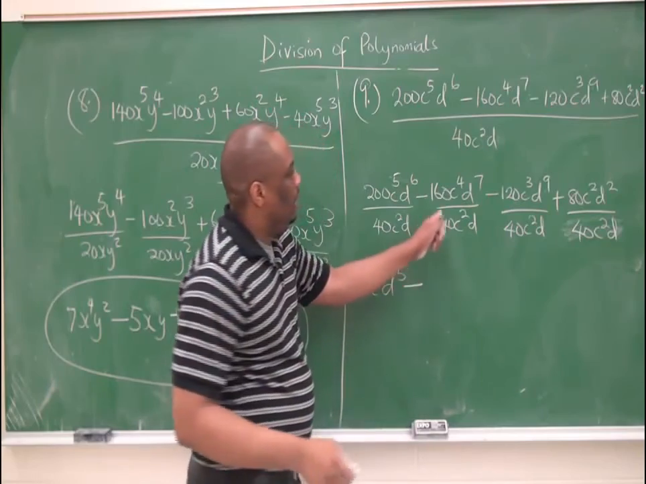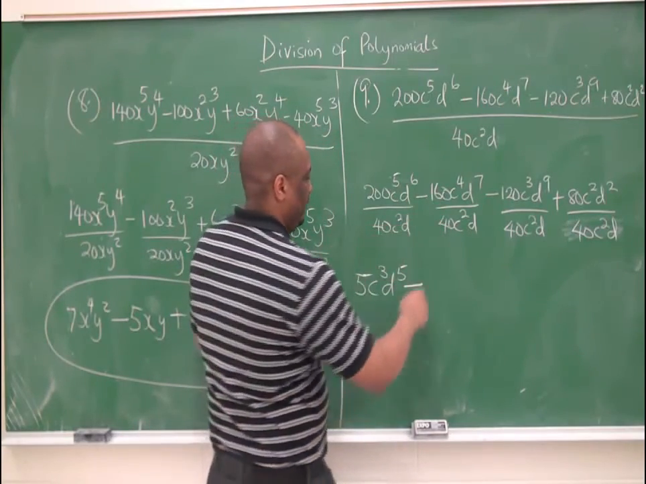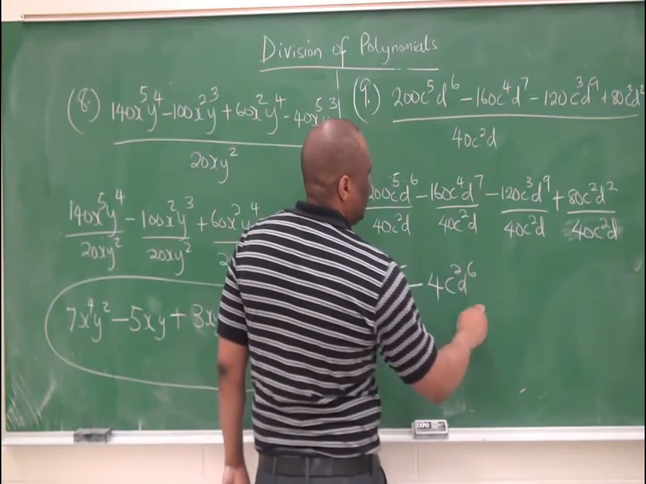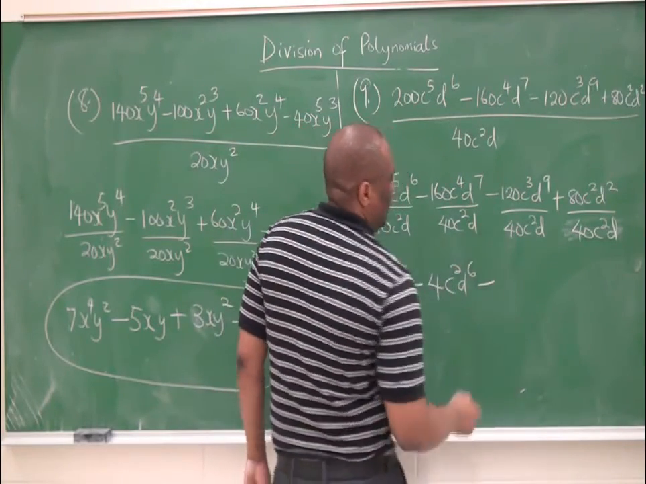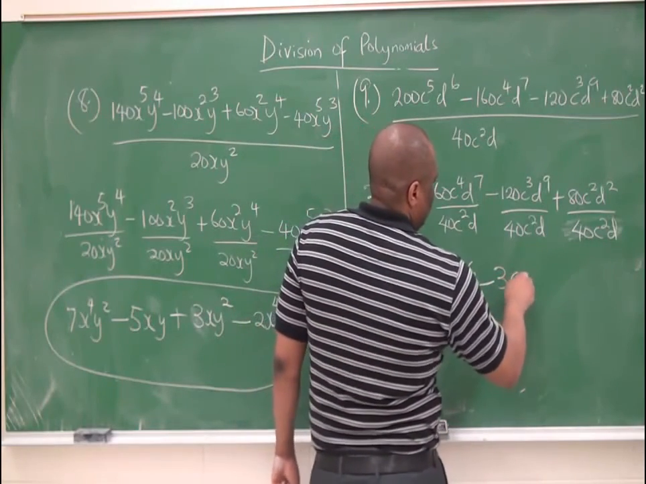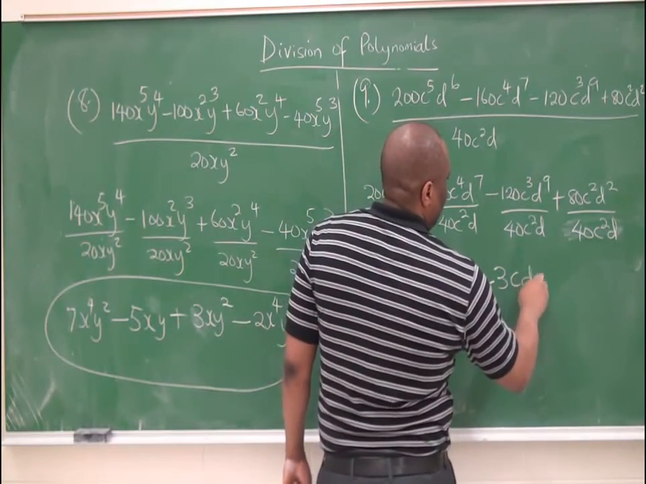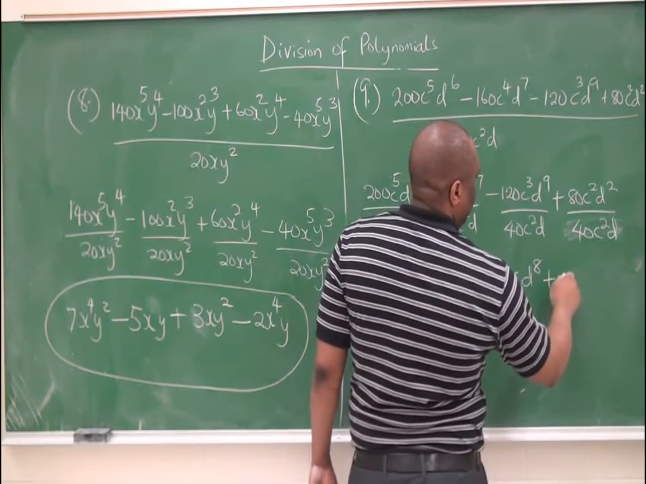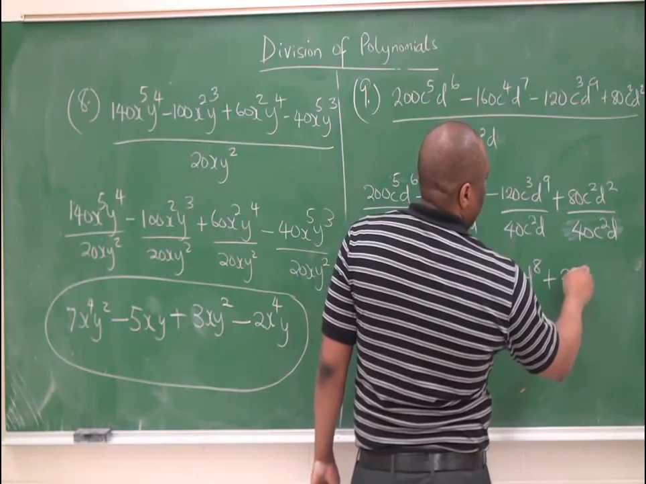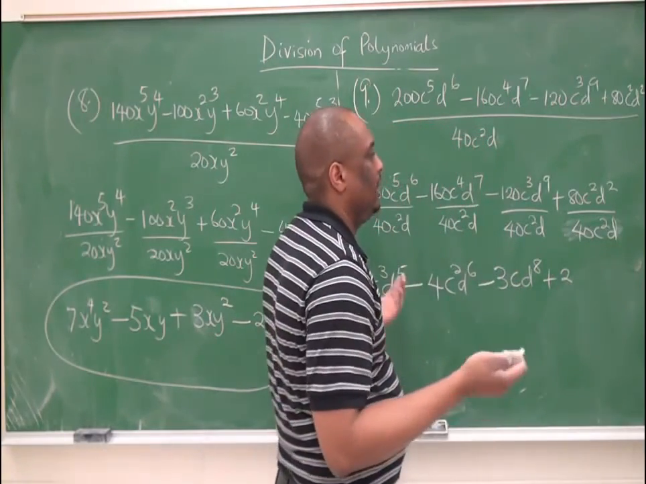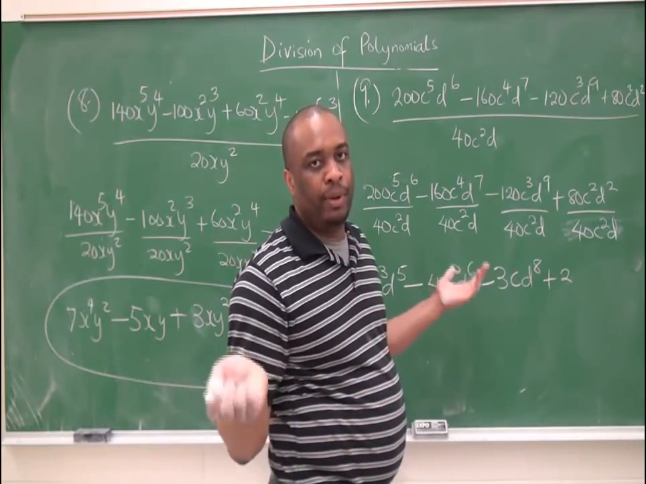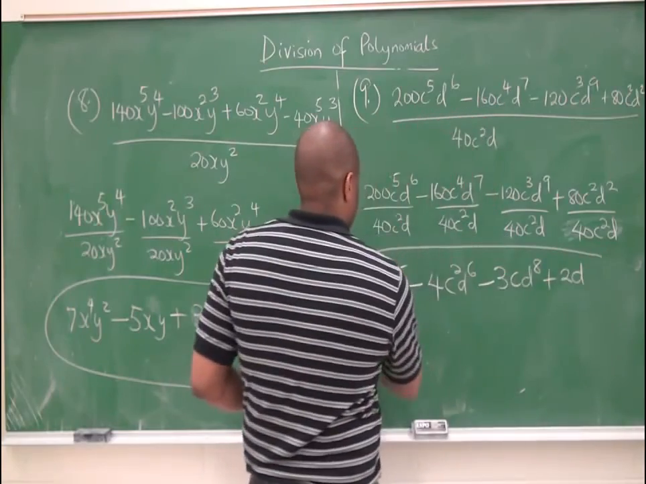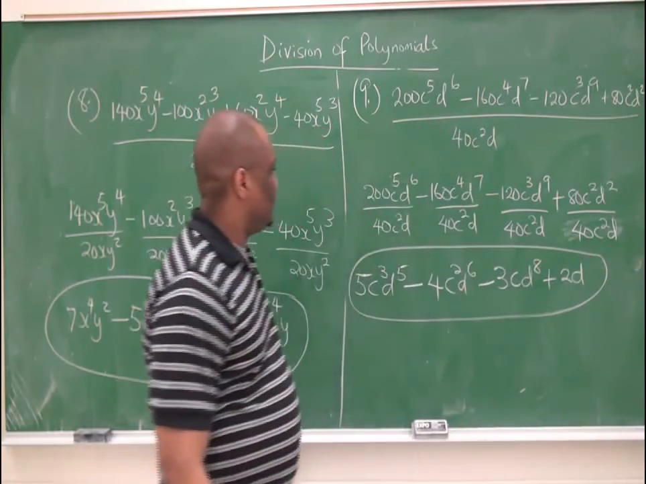Okay, minus 160 divided by 40 is 4. C, 4 minus 2 is 2. D, 7 minus 1 is 6. Minus 120 divided by 40 is 3. C, 3 minus 2 is 1. D, 9 minus 1 is 8. Plus 80 divided by 40 is 2. C^2 divided by c^2 is 1, with c raised to power 0, which is 1. This, then d plus 2d. And this becomes your answer.